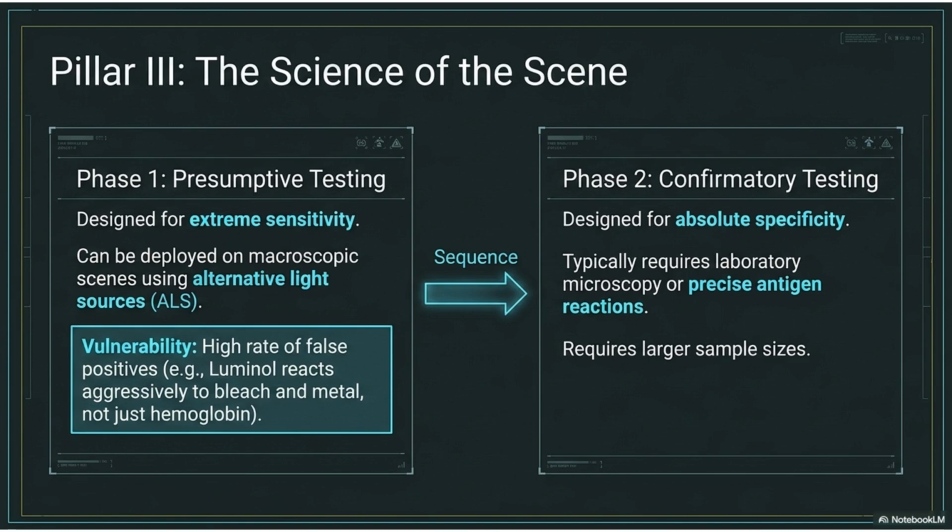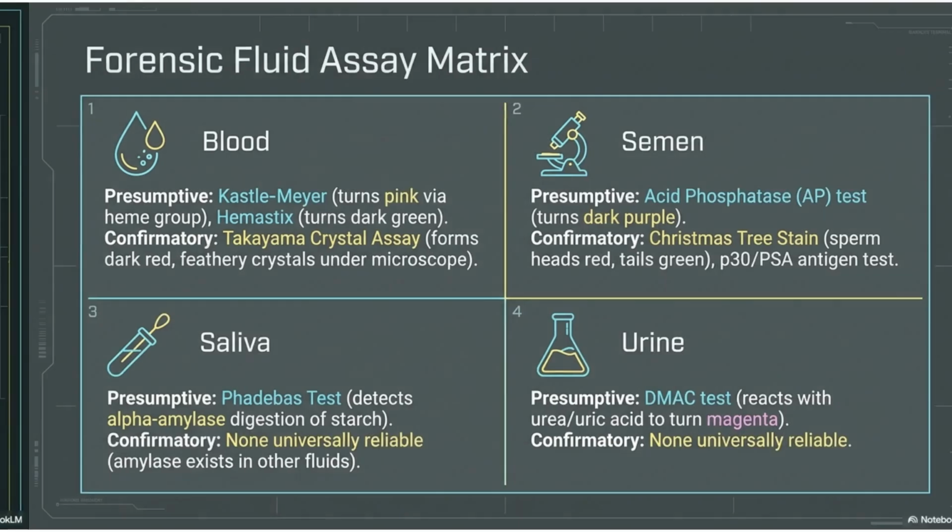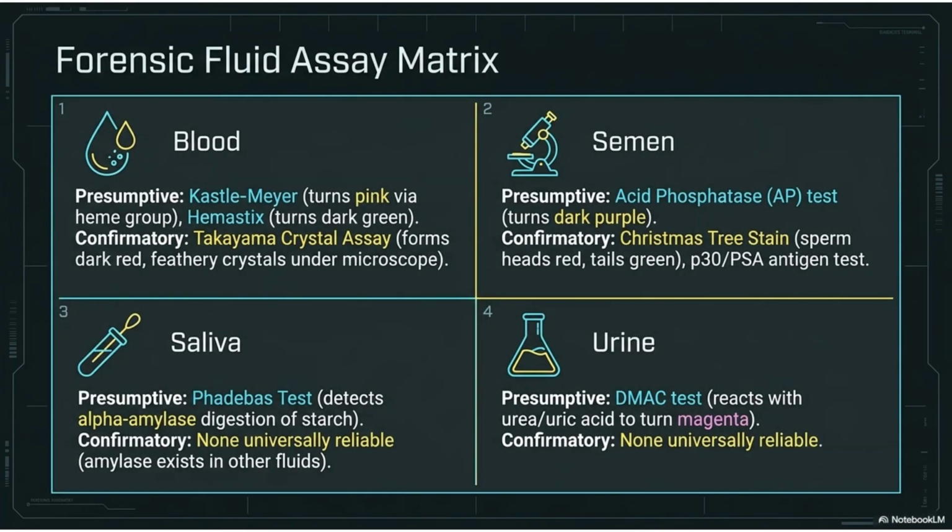Pillar 3 is the science of the scene, focusing on forensic serology. It begins with highly sensitive presumptive testing, followed by confirmatory testing designed for absolute specificity, typically requiring laboratory microscopy. The forensic fluid assay matrix shows both presumptive and confirmatory tests for common biological fluids. For example, the Kastle-Meyer test is presumptive for blood, and the acid phosphatase test is presumptive for semen.